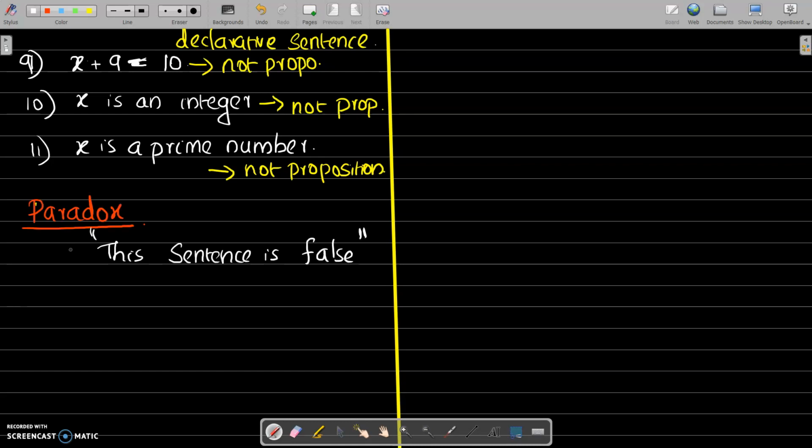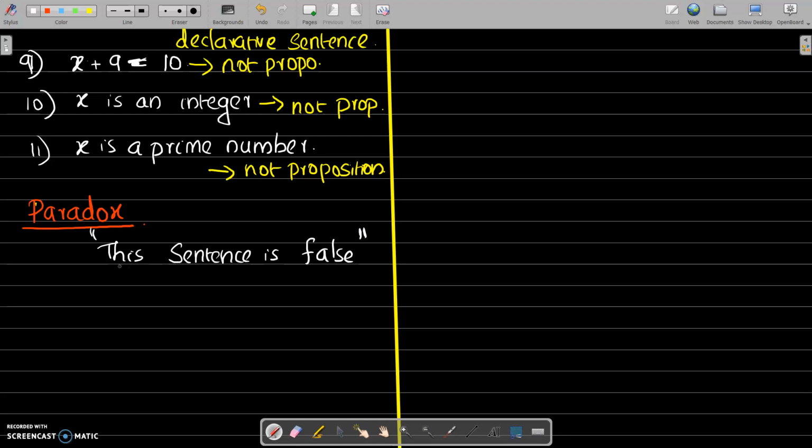Okay. Next is the paradox. What do you mean by paradox? Consider this sentence: this sentence is false. Certainly, we can say that this is a valid declarative sentence; it declares a fact. This sentence is false. And what about the truthness of this sentence? How can we determine the truthness of this sentence?